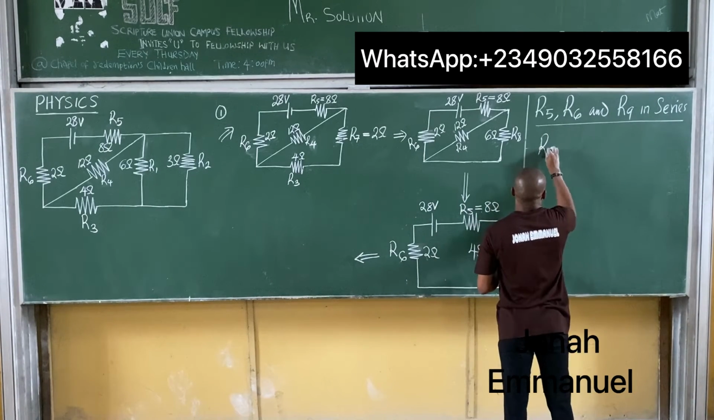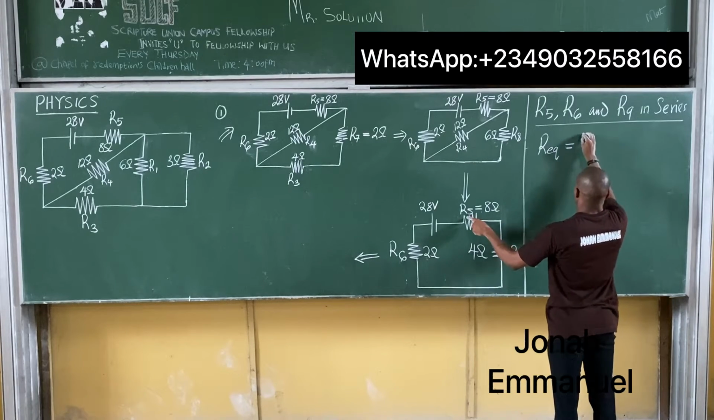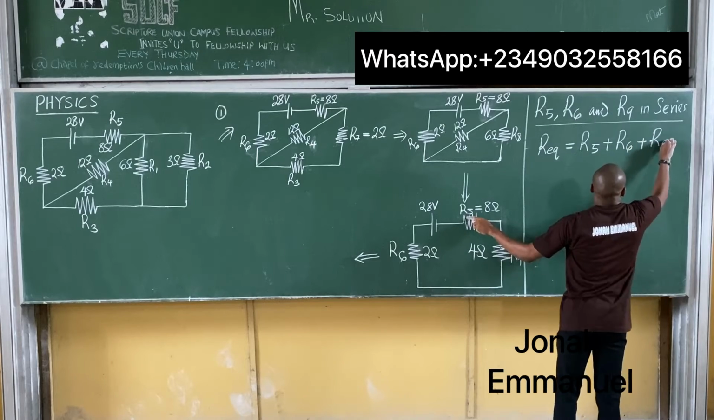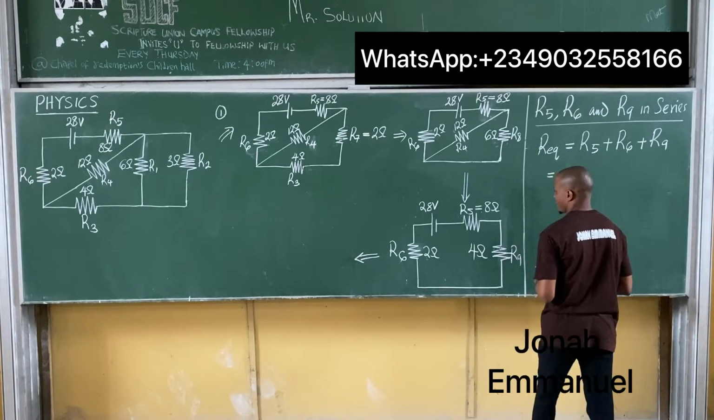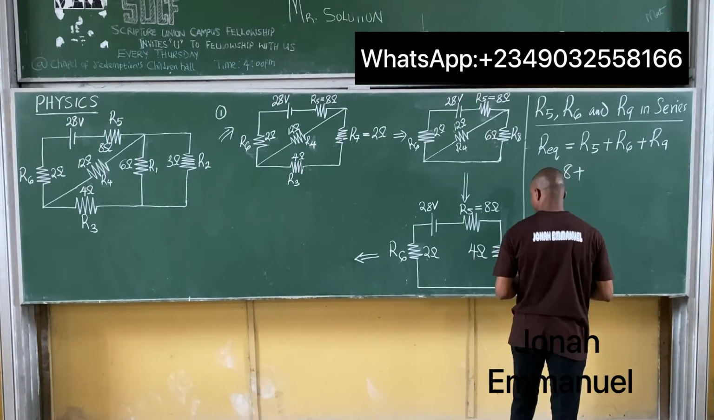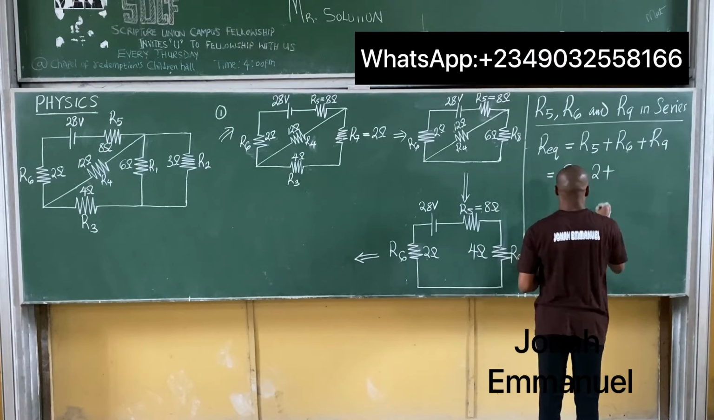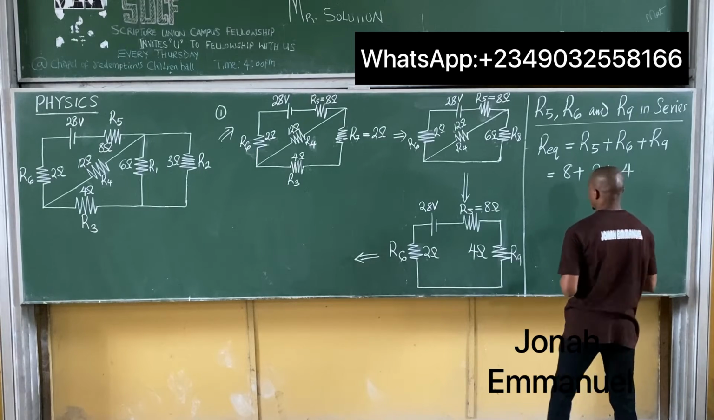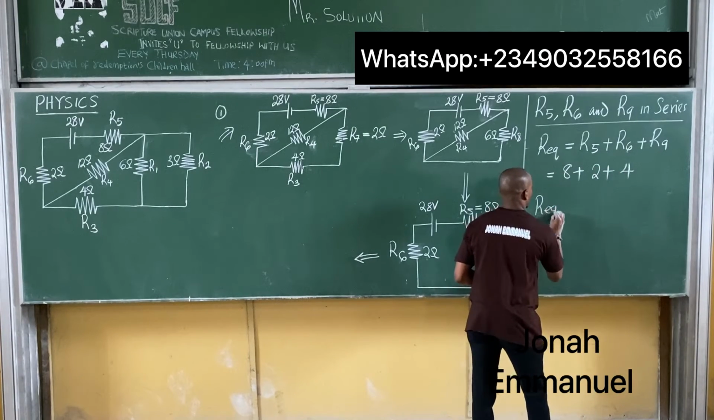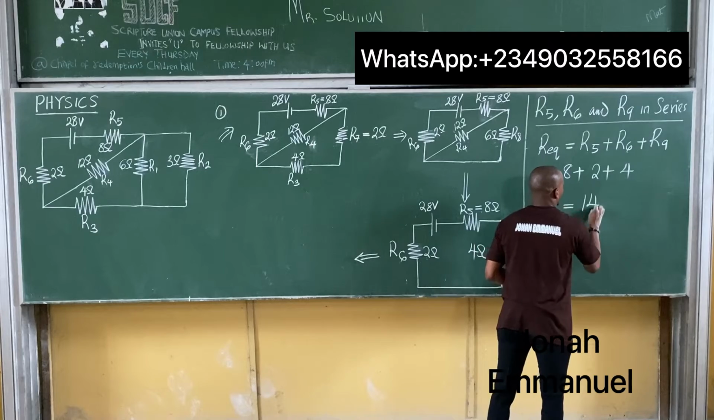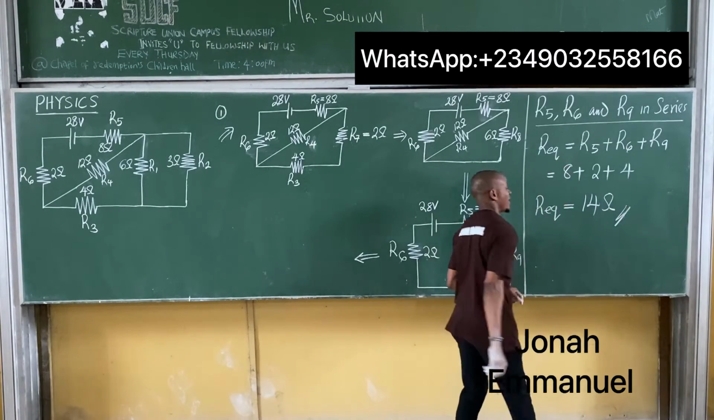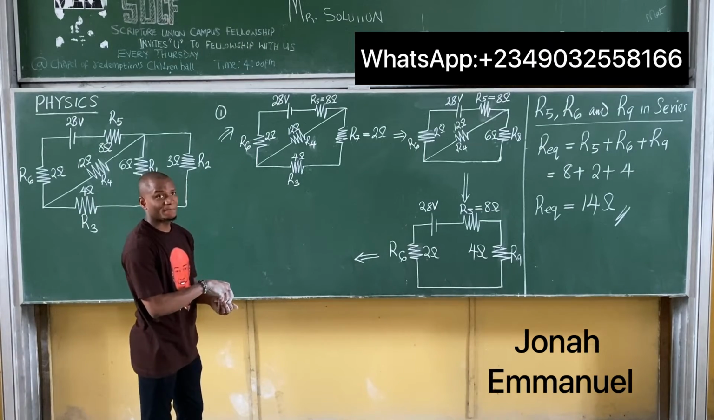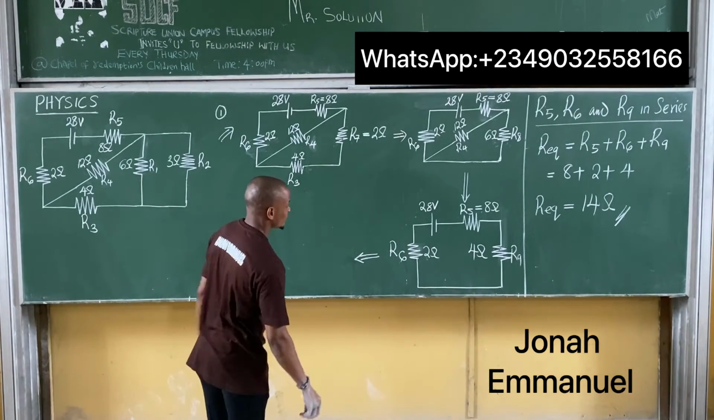So REQ, the equivalent, is equal to R5 plus R6 plus R9. That's equal to R5 is 8 plus R6 is 2 plus R9 is 4. So R equivalent is equal to what there? 14 ohms. Alright. So we are asked to find the equivalent resistor. We've done that. Our answer is 14 ohms. Finally, draw your last circuit diagram. What will it be?